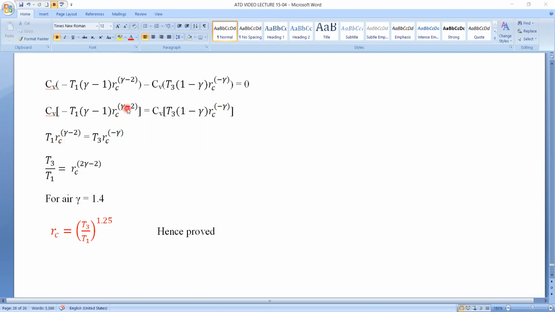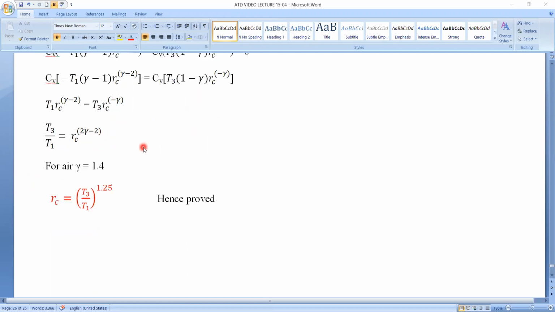T1 RC raised to gamma minus 2 as it is equals T3 into RC raised to minus gamma as it is. We want the ratio T3 by T1, so just do the cross multiplication. T3 by T1 equals RC raised to 2 gamma minus 2 will remain as it is. If I take T1 in the denominator and RC raised to minus gamma to the denominator of the left hand side, then in the numerator you will get plus gamma.